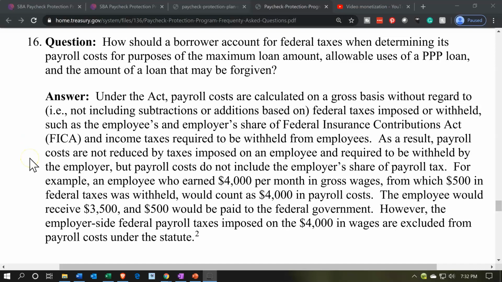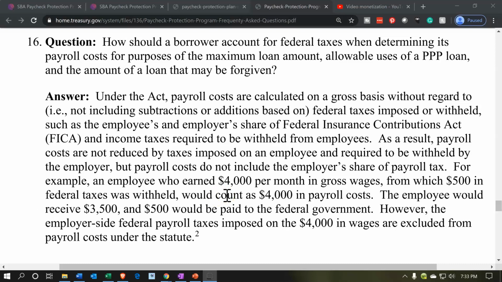For example, an employee who earned $4,000 per month in gross wages, from which $500 in federal taxes was withheld, would count as $4,000 in payroll costs. The employee would receive $3,500 and $500 would be paid to the federal government. However, employer-side federal payroll taxes imposed on the $4,000 in wages are excluded from payroll costs under the statute. So let's read that one more time. However, the employer-side federal payroll taxes imposed on the $4,000 in wages are excluded from the payroll costs.